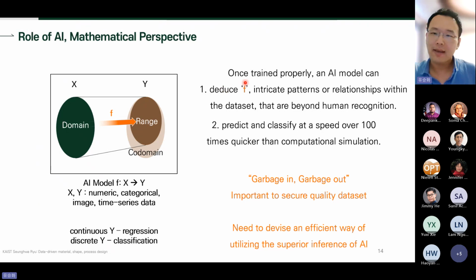If we train the AI model properly, we can deduce this f, which captures quite intricate patterns beyond human recognition. And second, we can predict and classify at a speed over 100 or 1,000 times quicker than computational simulation. Related to the first, because we are finding the relation in the data set, it's really important to secure a quality data set, because garbage in will result in garbage out. And second, although we train the AI model to predict and classify very fast, we have to devise an efficient way of utilizing this superior inference of AI.